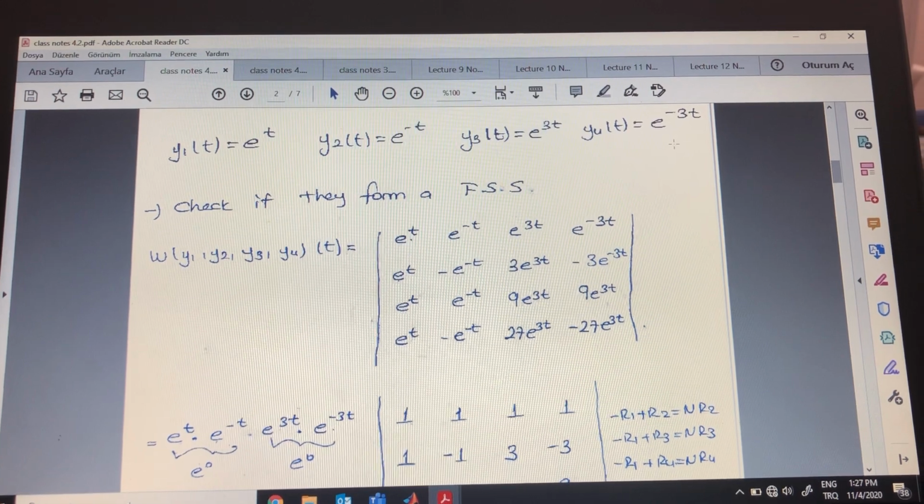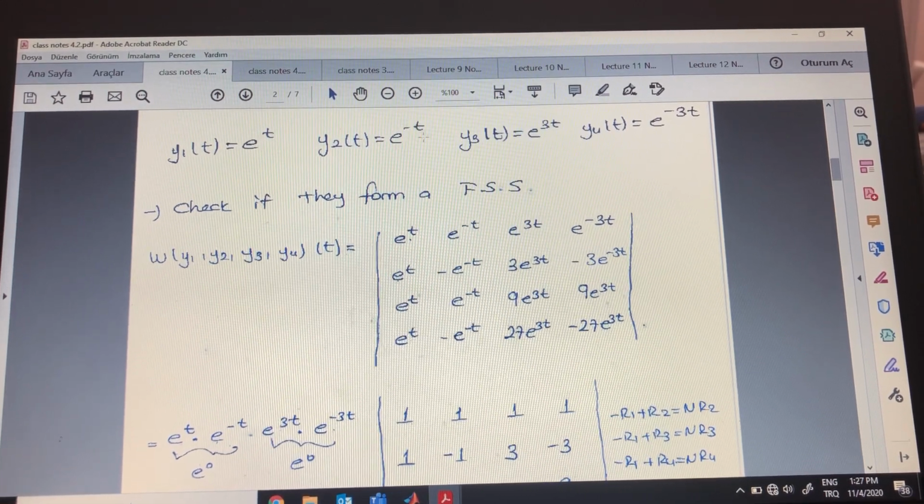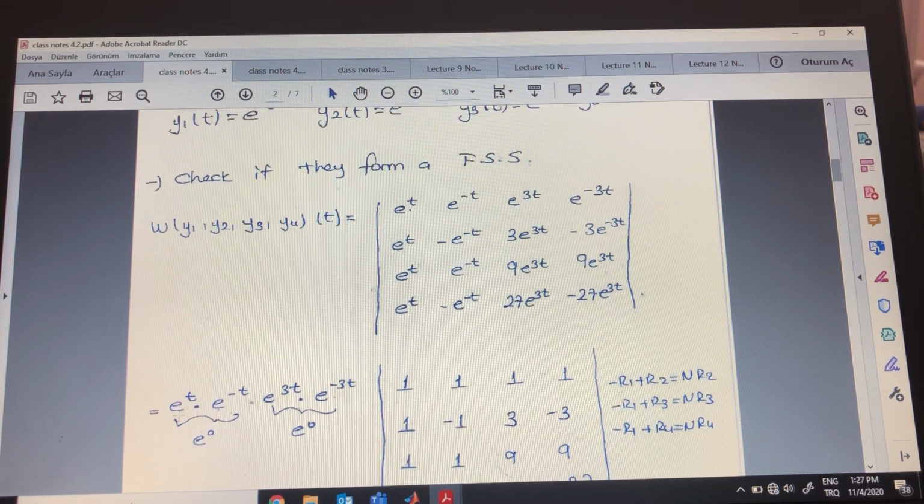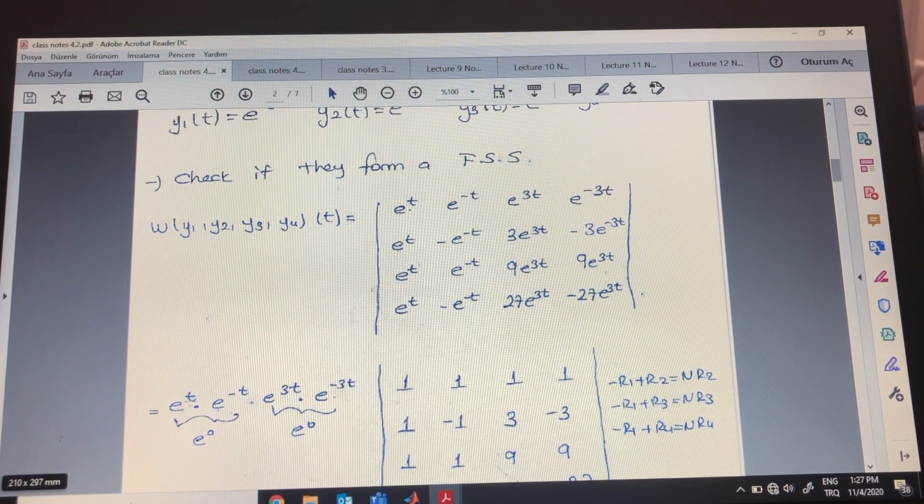To be able to solve this determinant, for the first column, since e to the t is the common factor, I can just take that one out. Second column, e to the negative t. Third one, e to the 3t. Fourth one, e to the negative 3t. And since these are multiplications and the bases are the same, you can add the powers: e to the t times e to the negative t is e to the 0, which is 1. And here also you will get 1, so the coefficient is 1.